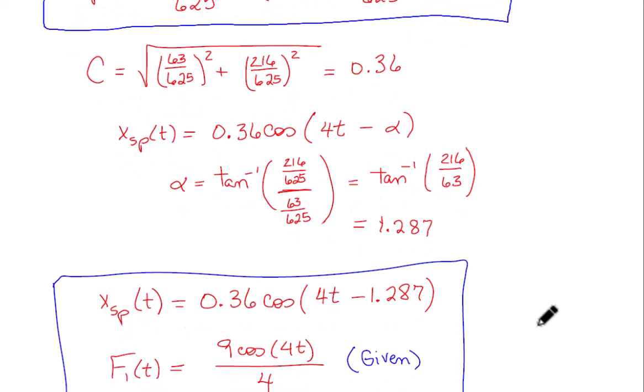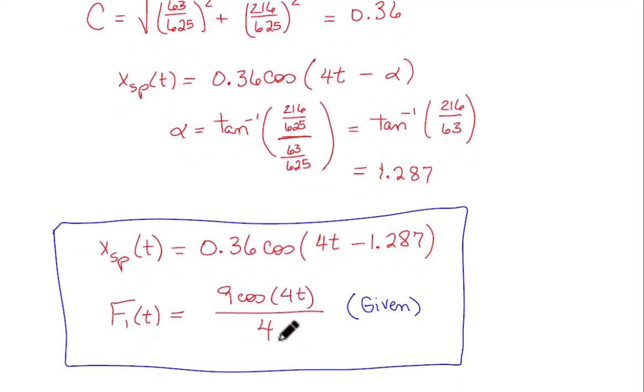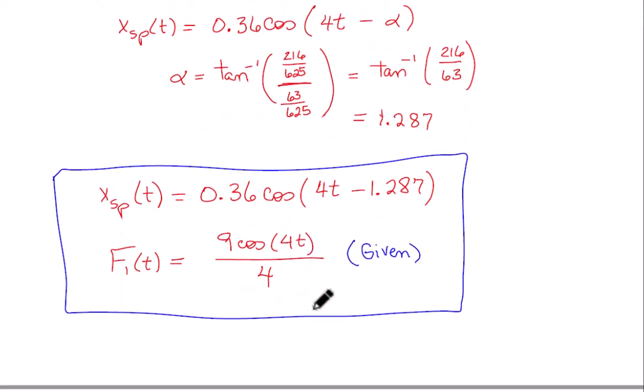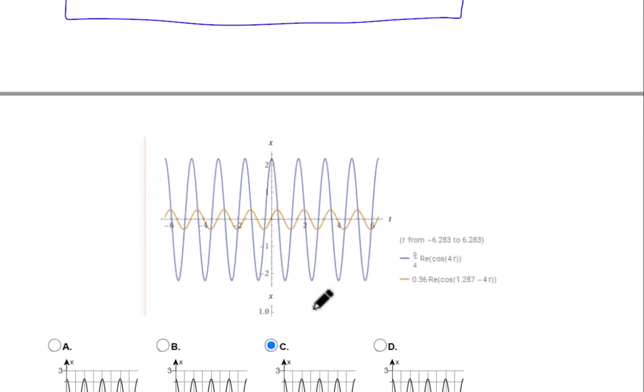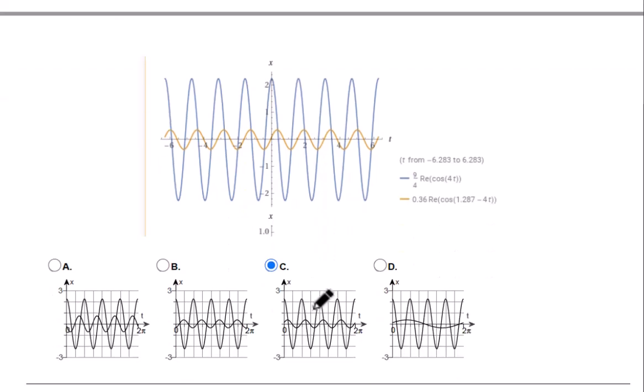And they wanted me to compare that with 9/4 cosine of 4t. So I made some graphs of that where we can see that. All right, so the 9/4 is here in blue, and in kind of a gold color is our solution with our phase shift, and that matches up with C. So you just got to look kind of carefully as to what matches where.